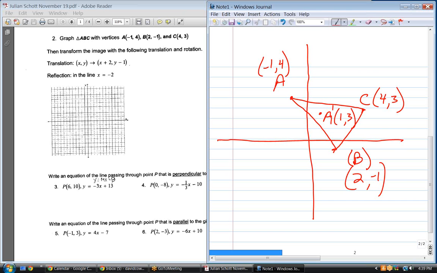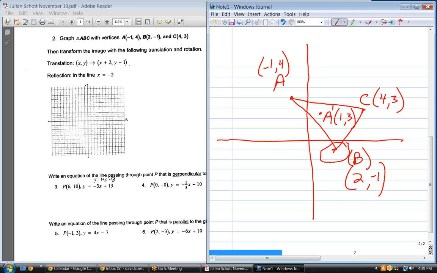6, 2. Okay, what is B? B is... Oh, wow, I'm dumb. What's B prime? Alright, B is 4, 0. What's minus 1 minus another 1? Minus 2. Okay, remember that here is B.